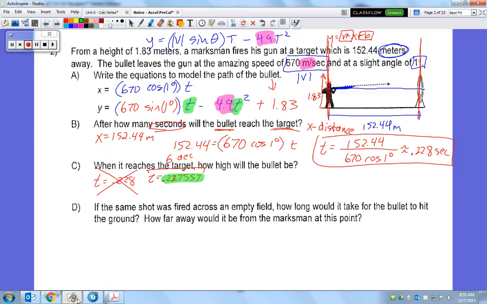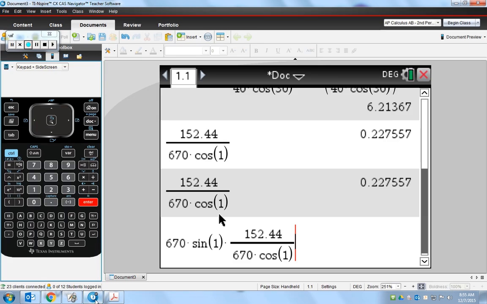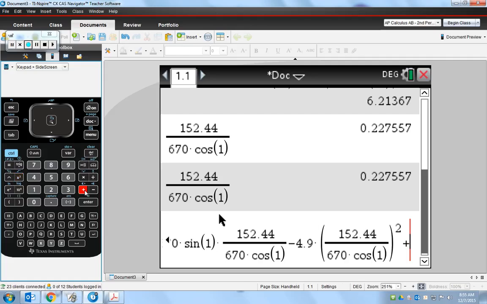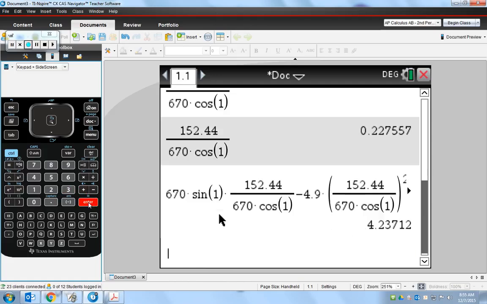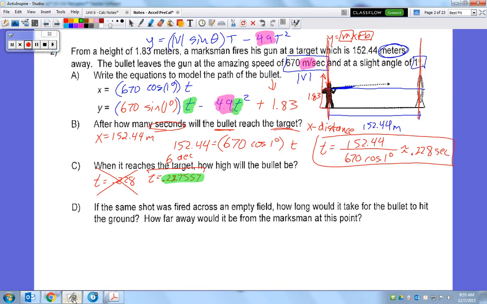Alright, so minus 4.9 t squared. Minus 4.9, again because it's meters, times t squared. And then at the very end, we're going to add that 1.83 that we were talking about from before. That's that initial y value. And when I press enter, the answer comes out to about 4.237. So 4.237 is as high as it will be at that point in time. 4.237 meters off the ground.